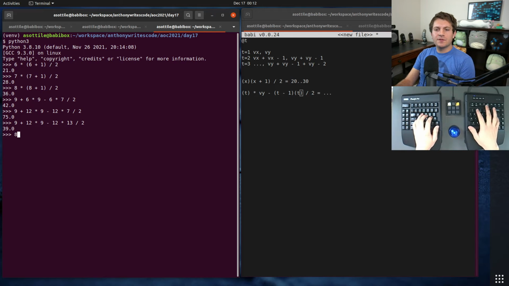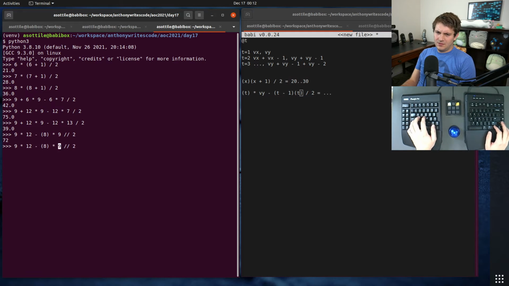Not right now, so if we do 9 times 12 minus 8 times 9 over 2. Oh no, this should be 11 times 12 over 2. What is the t? How do I get this without simulating it is the thing.